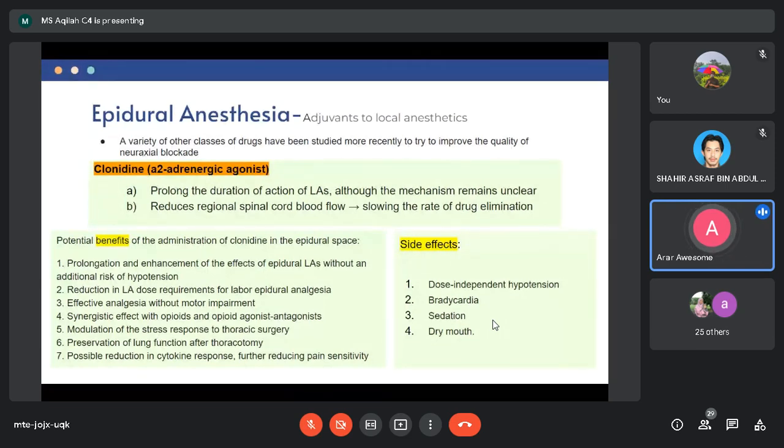This is the potential benefit of the administration of clonidine into the epidural space. We prolong and enhance the effect of the epidural local anesthetic without adding the risk of hypotension, and we reduce the local anesthetic dose requirement for labor epidural analgesia, because we know that it can enhance and prolong the effect. It also gives effective analgesia without motor impairment. It has a synergistic effect with opioid and opioid agonist antagonist. It can modulate the stress response to thoracic surgery, preserve lung function after thoracotomy, and reduce the cytokine response. We can further reduce pain sensitivity. But it has some side effects, for example dose dependent hypotension, bradycardia, sedation, and dry mouth.